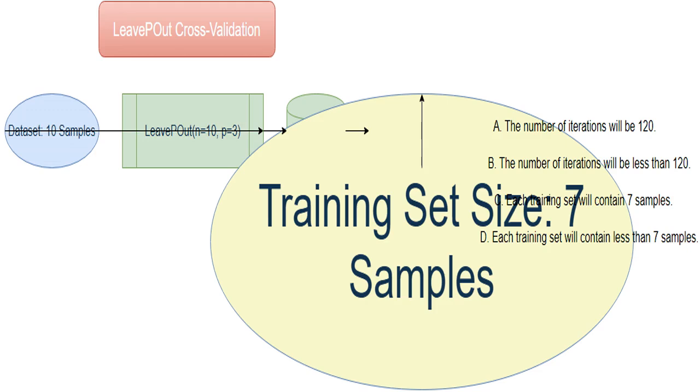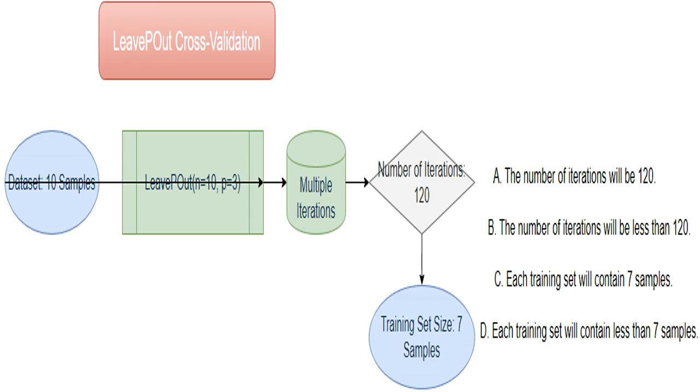This statement is correct. My calculation shows exactly 120 iterations. This statement is also correct. Since I start with 10 samples and leave out 3 for testing, each training set has 10 minus 3 equals 7 samples.